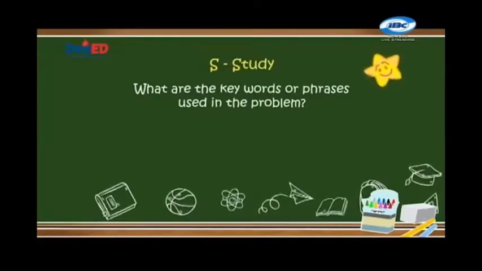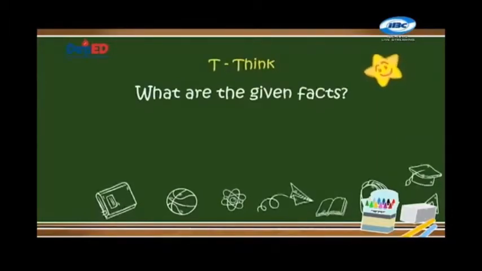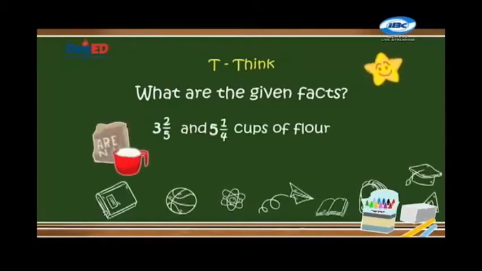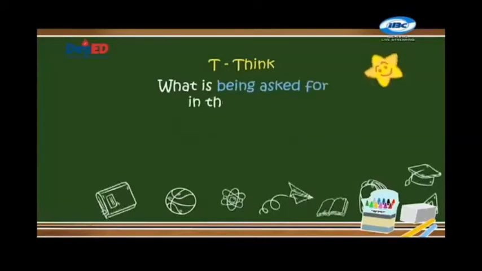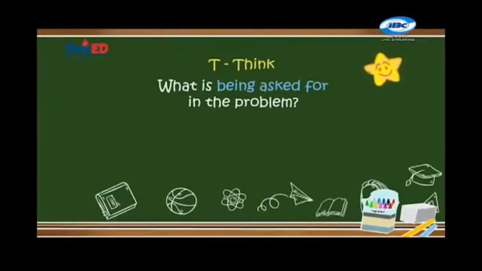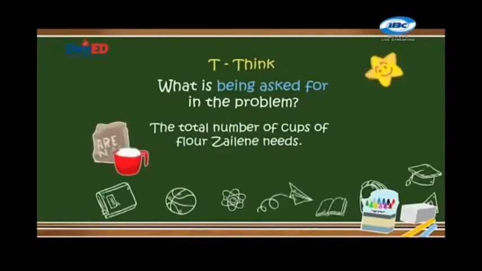First, study the word problem carefully. What are the keywords or phrases used in the problem? Correct! In all. What are the given facts? Exactly right. 3 2/5 and 5 1/4 cups of flour. What is being asked for in the problem? Great! The total number of cups of flour Zailin needs.